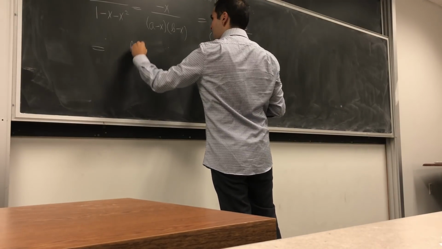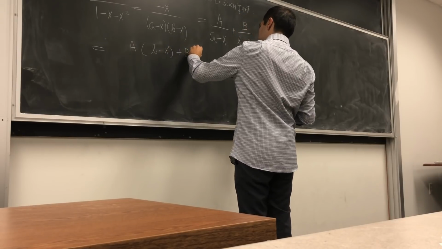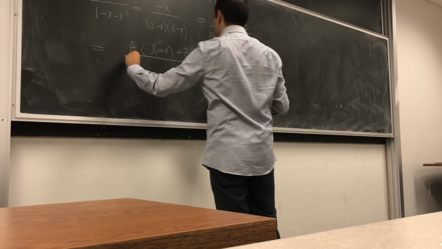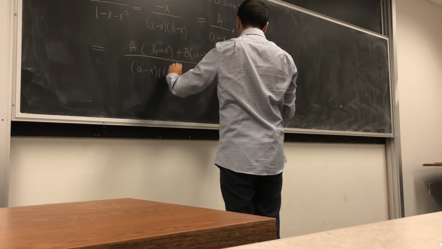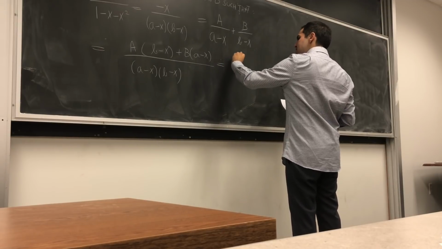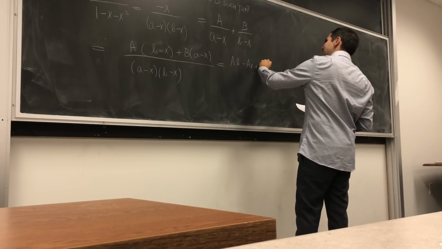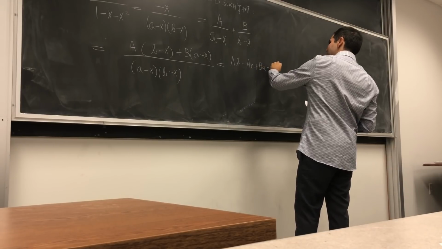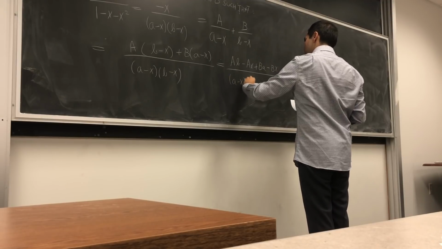So you have A times (b minus x) plus B times (a minus x) over (a minus x) times (b minus x), another expansion party, so Ab minus Ax plus Ba minus Bx over (a minus x) times (b minus x).